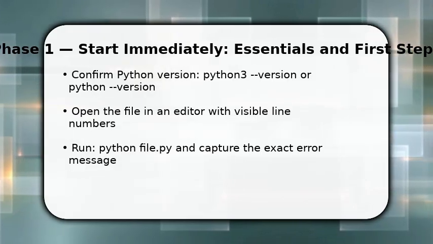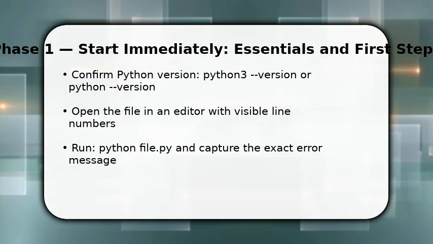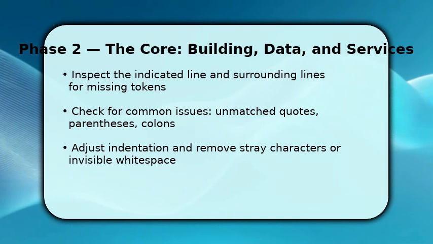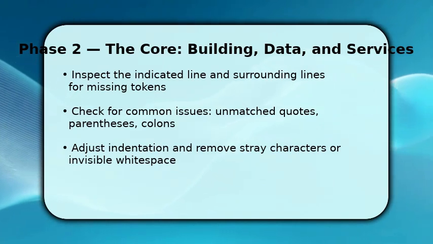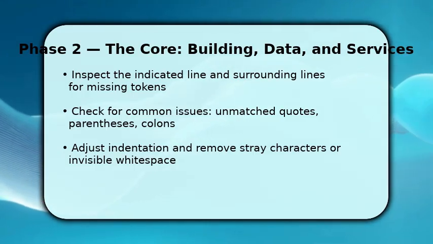This is not guesswork. These details point directly to the offending token. Keep the terminal output visible while you edit. You now examine the indicated line and its neighbors. Syntax errors often arise earlier than the reported line. Look for unmatched quotes, parentheses, brackets, or a missing colon after def, class, for, if, while.